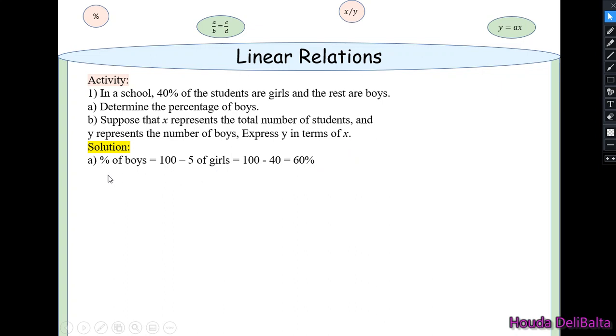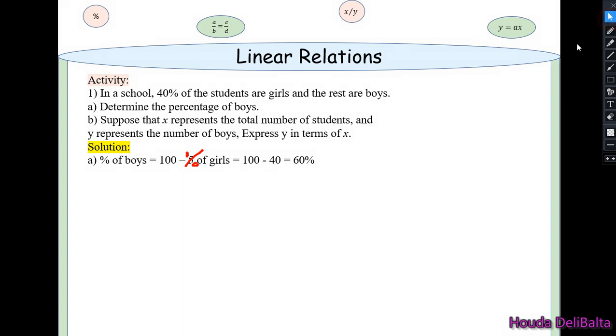Percentage of boys is 100 minus percentage of girls. Here I guess there is a mistake. It should be percentage. Printing mistake, no problem. 100 minus 40, it is 60%.